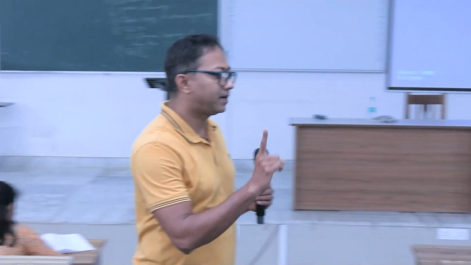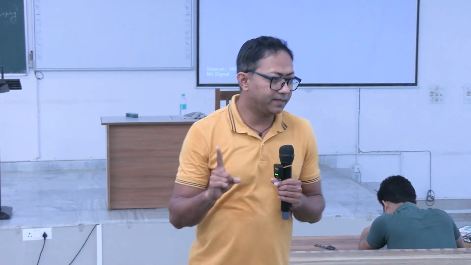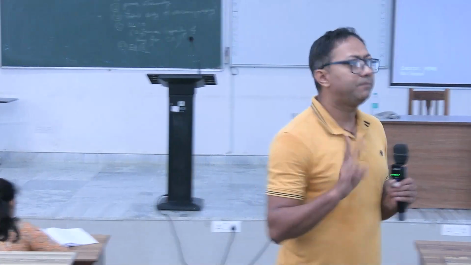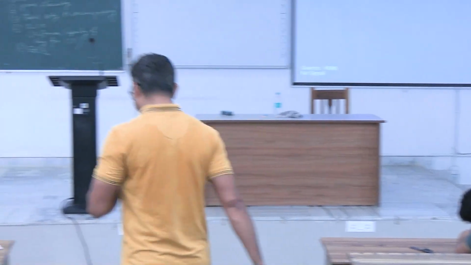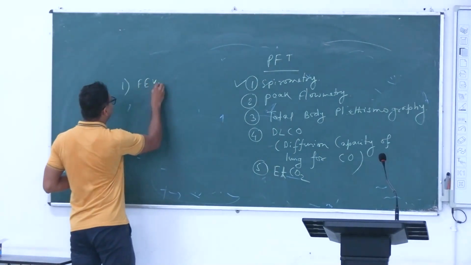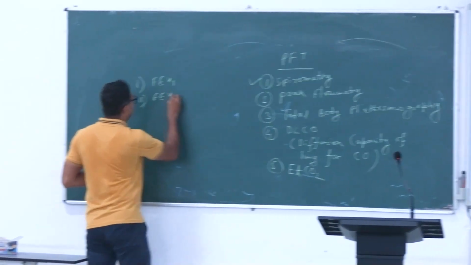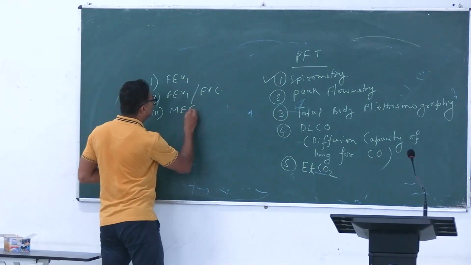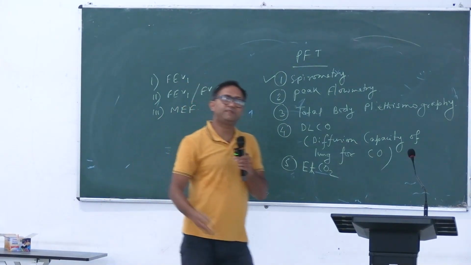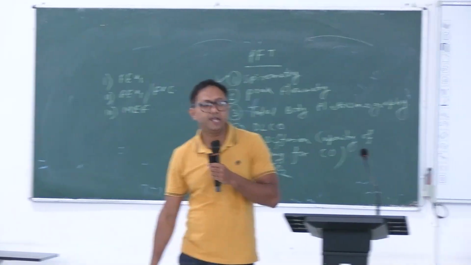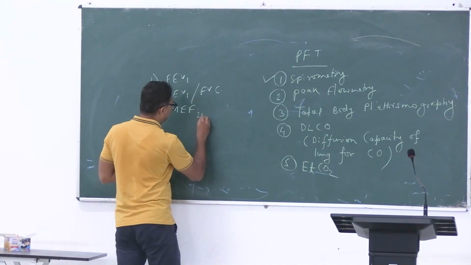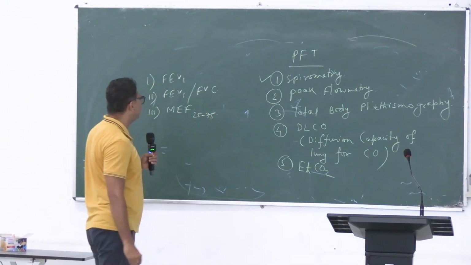So the first dynamic parameter was FEV1. Second dynamic parameter is FEV1 by FVC. Third dynamic parameter is MEF. I am writing. So number 1 FEV1, number 2 FEV1 by FVC, number 3 MEF. It is also called mid expiratory flow rate, or MEF 25 to 75.